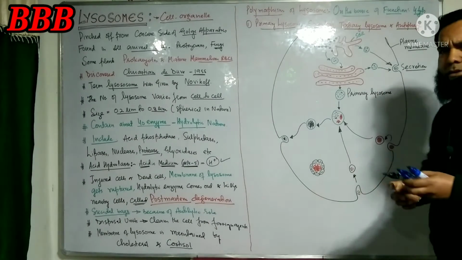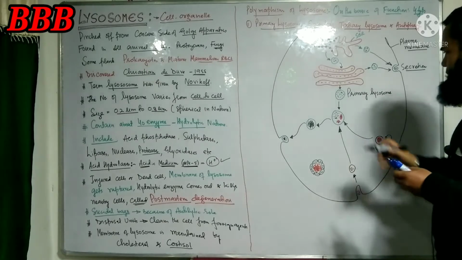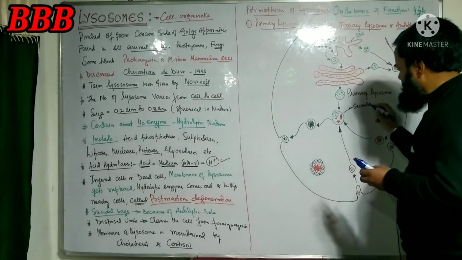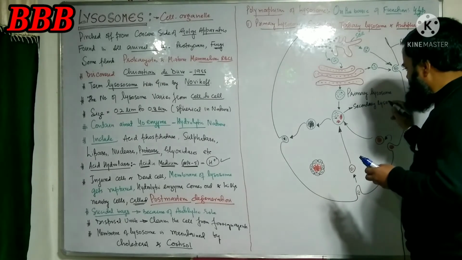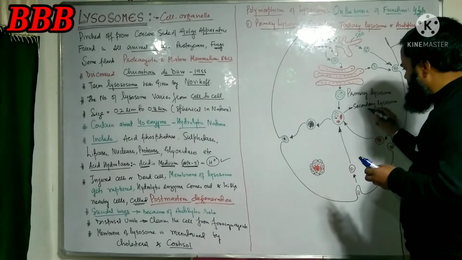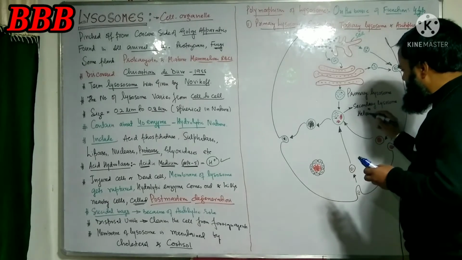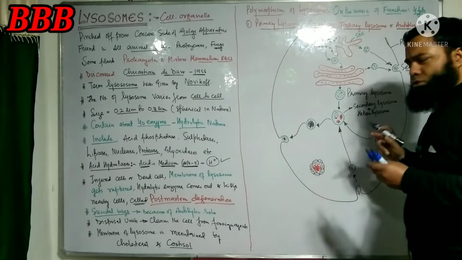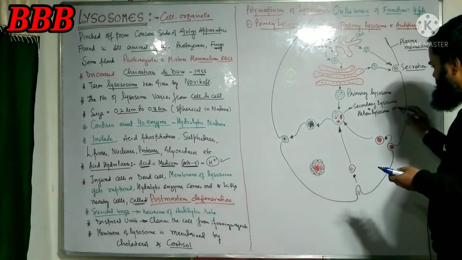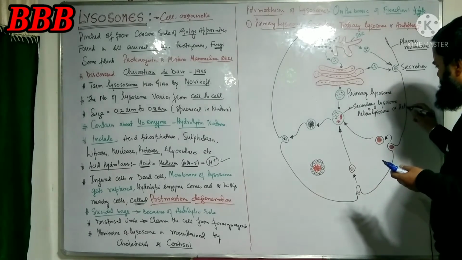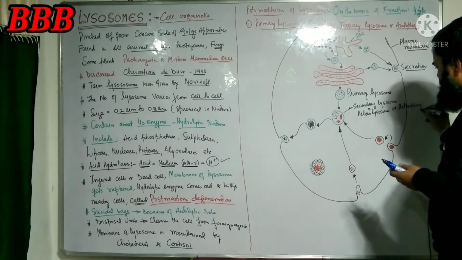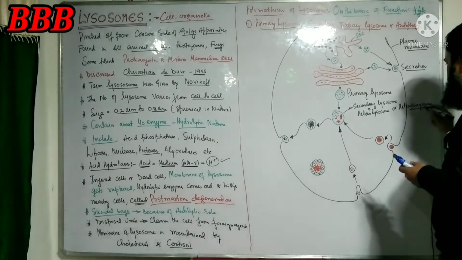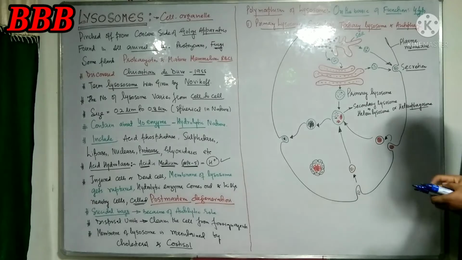Likewise, what is a secondary lysosome? This is called the secondary lysosome. It is also called a heterolysosome, and this heterolysosome is also called a heterophagosome. Why it is named differently, I will discuss here.